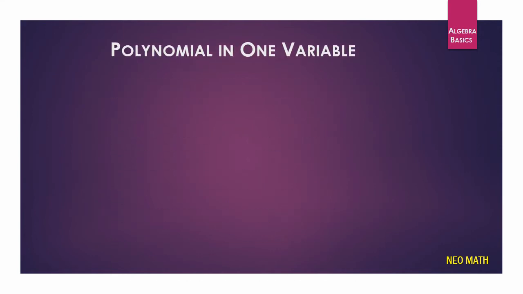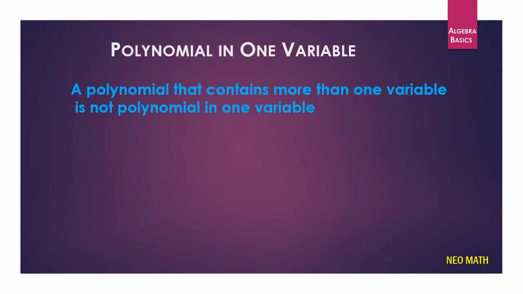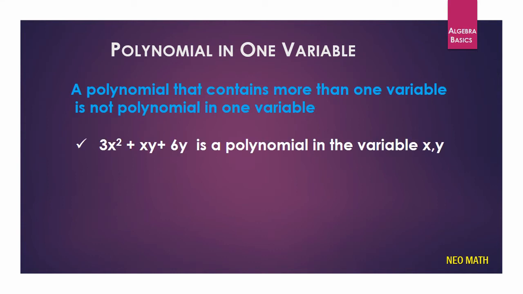So what is not a polynomial in one variable? A polynomial that contains more than one variable is not a polynomial in one variable. For example, 3x², xy, 6y. Here we have 3 terms. In the first term we have the variable x, in the second term the variables x and y, and in the third the variable y. Here we have 2 variables, x and y, so it is a polynomial in the variables x and y. So it is not a polynomial in one variable, but it is a polynomial in 2 variables.